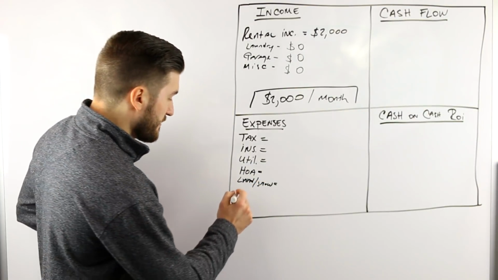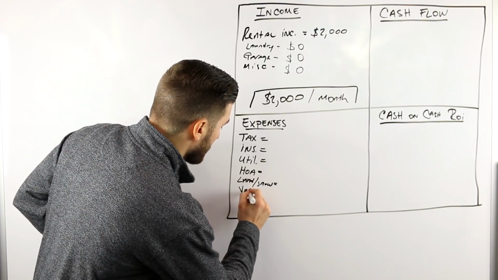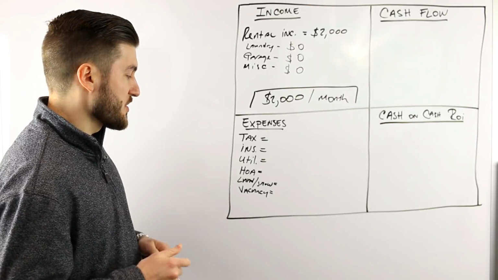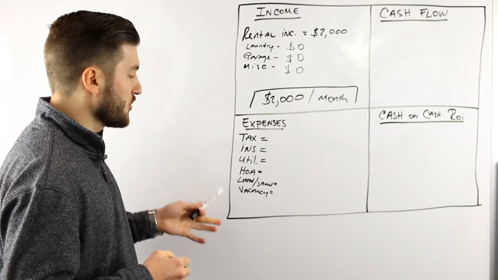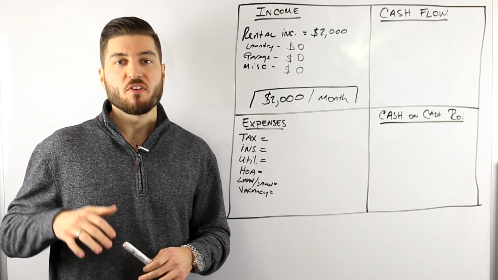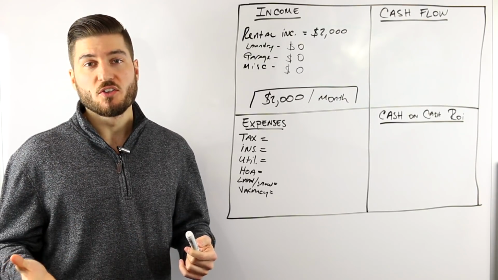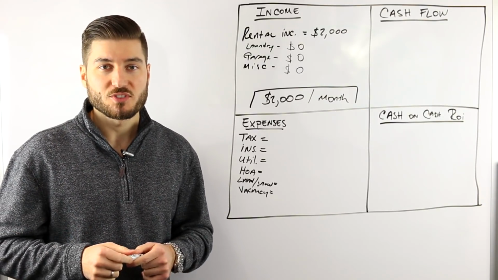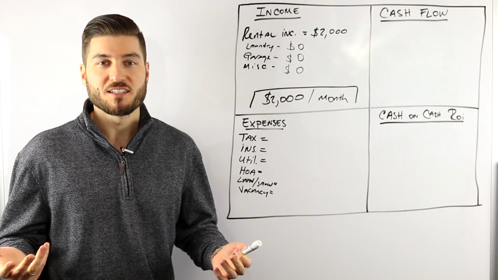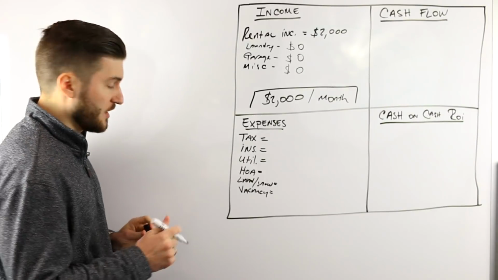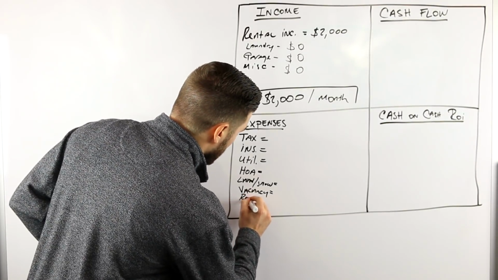You can have a vacancy factor. What a vacancy factor is, typically people use 5%. I'll use that for this example, but with vacancy factor, you have to assume that a little bit of the year, there's not going to be a tenant in that house. So you're not going to be getting the full amount of rent that you would up here. You have repairs.